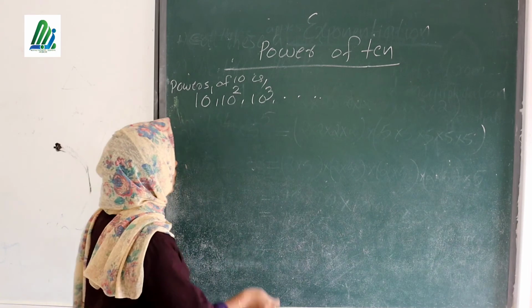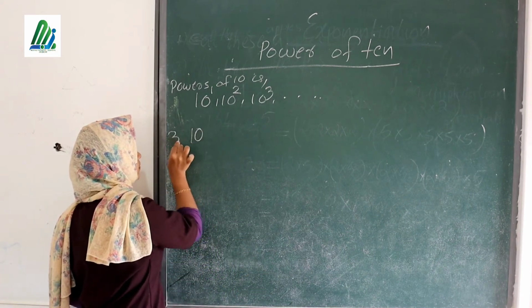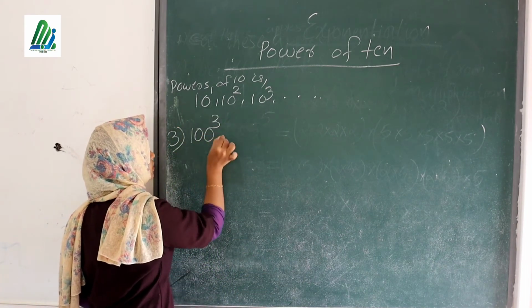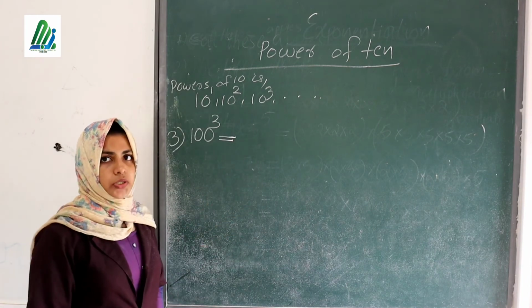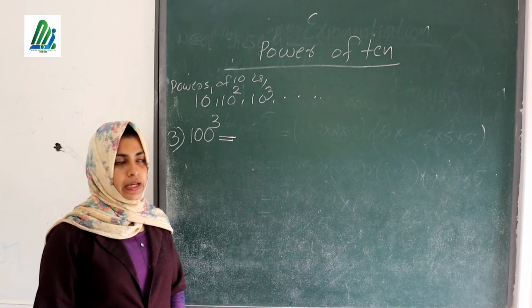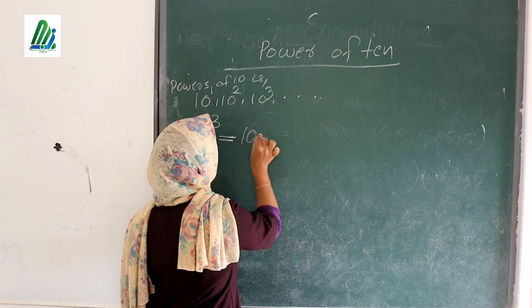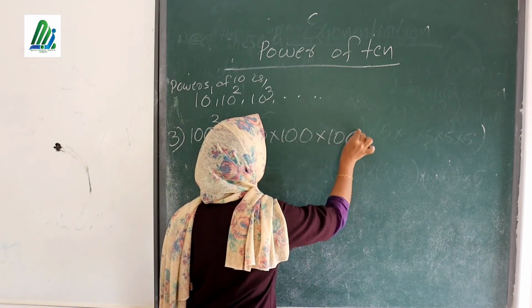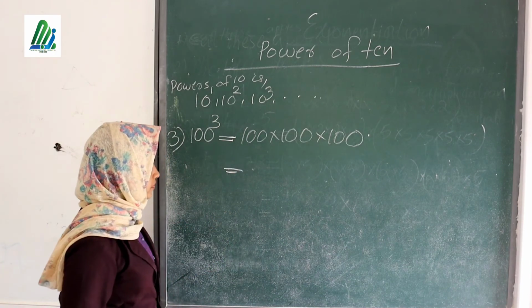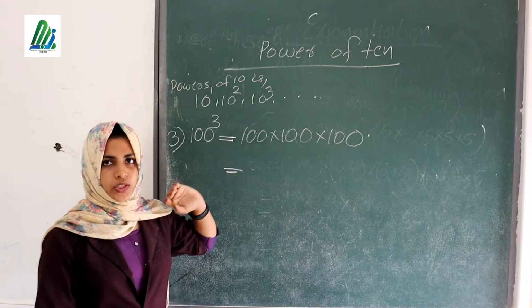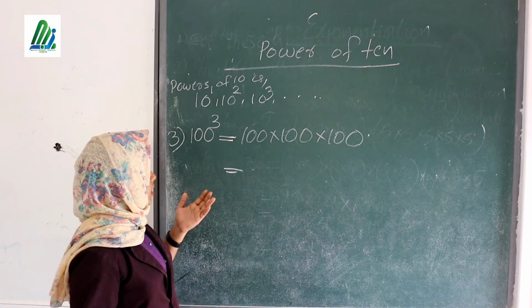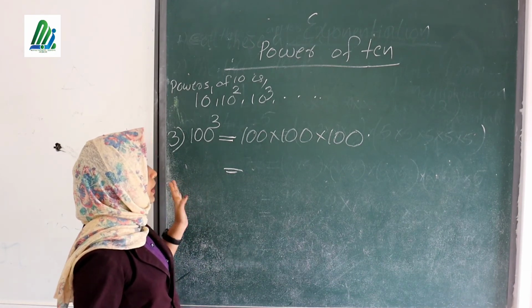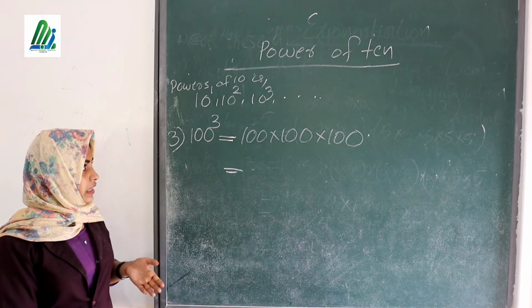And the third question is, how can we compute 100 raised to 3? 100 raised to 3 means multiplying 100 by 3 times. 1, 2, then 3. So for finding the power of 100 easily, we just convert 100 into the power of 10.